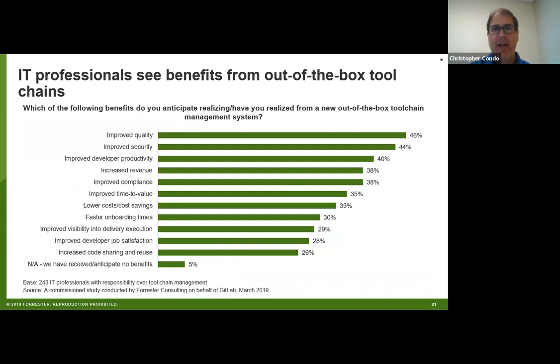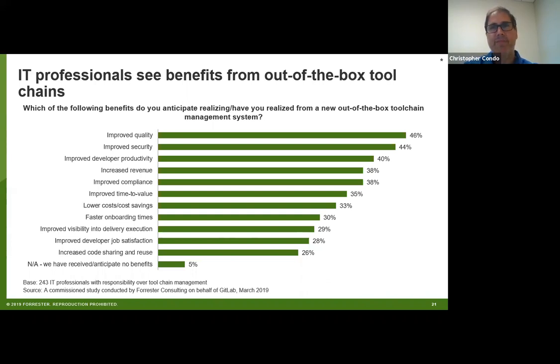Yes. So the interesting thing that we discovered is that IT professionals see benefits from out-of-the-box tool chains that come already integrated. The idea that you can get an integrated tool chain that does what you need to get done, it has the capability, it has some open standards that allows you to pick and choose what you want to use, but for the most part, all hangs together. What they see is improved quality, improved security, improved productivity, and improved revenue. If you think about that, improved quality, well, that's great for your product manager. It's great for your customers because they want a good quality experience. Almost half of the teams that are using these tools are seeing better quality.